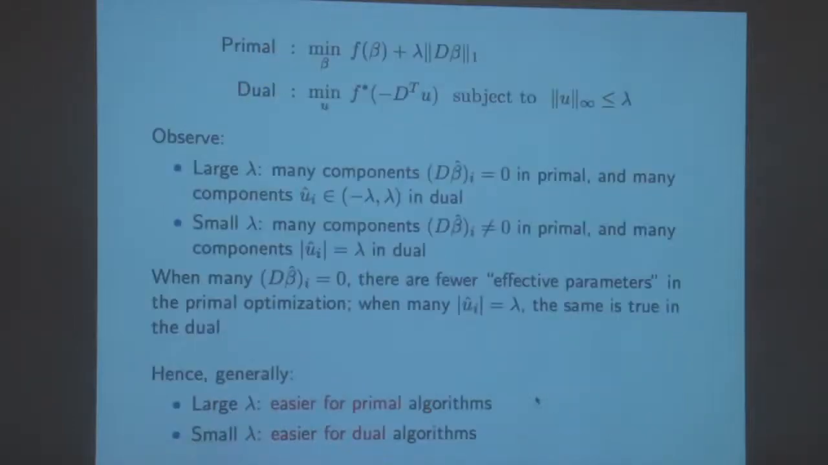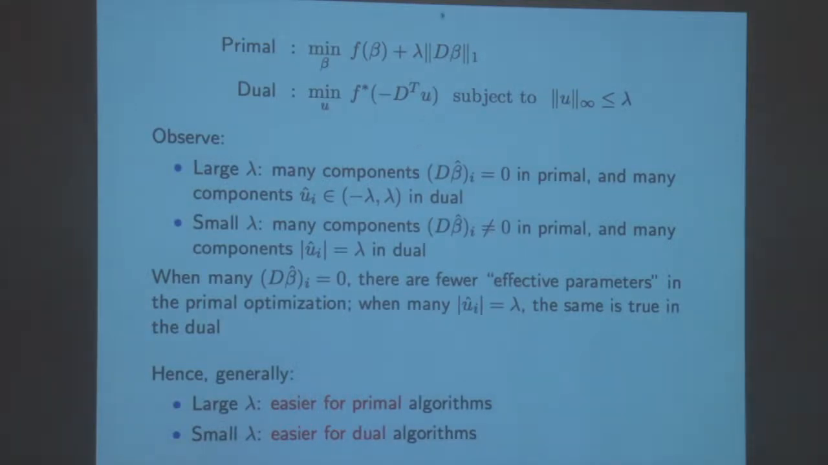So very quickly, I wanted to give you some intuition for why that is the case. If you look at the primal and dual problems, you'll see that in rough terms, the sparsity pattern is reversed between the two. So in the primal, when lambda is large, there are many components of these differences, D times beta, that are 0 by construction. As I make lambda larger, many differences are 0. Whereas for large lambda in the dual, there are many components that are strictly inside the box, strictly between minus lambda and lambda.